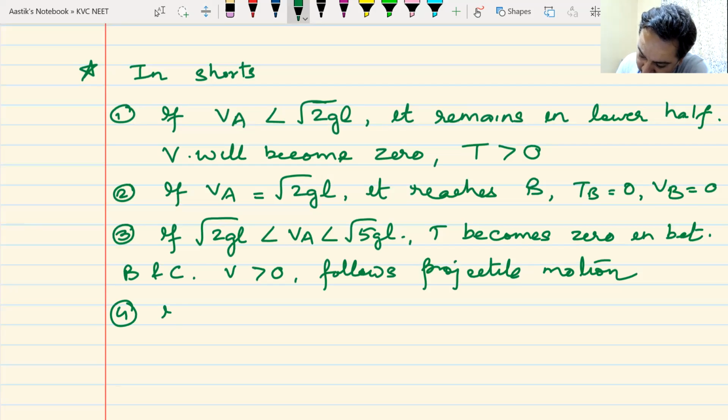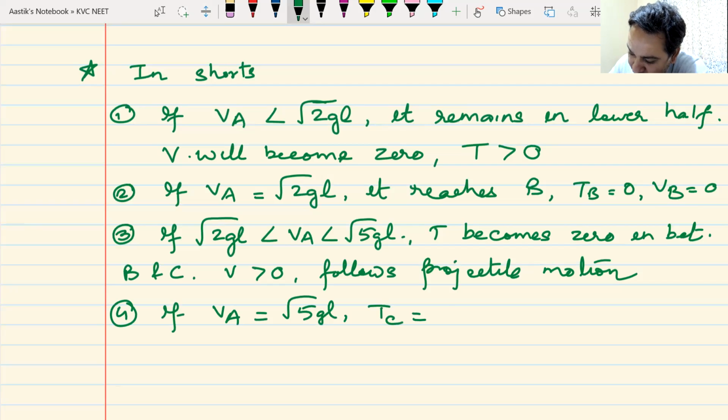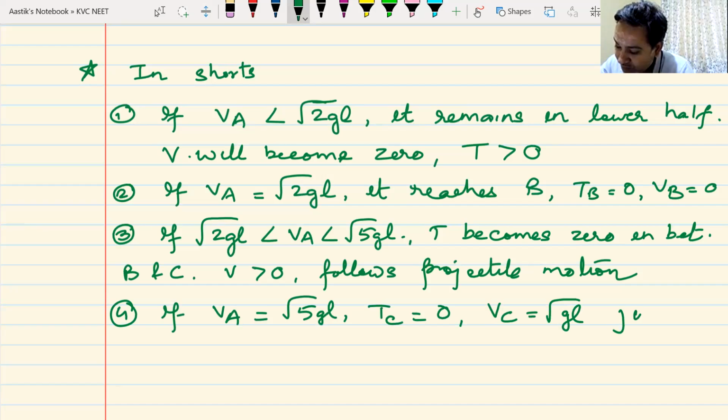Number 4, speed at point A is exactly equal to root 5 GL. Tension at point C becomes equal to 0. Velocity at point C becomes equal to root of GL. Just complete loop.